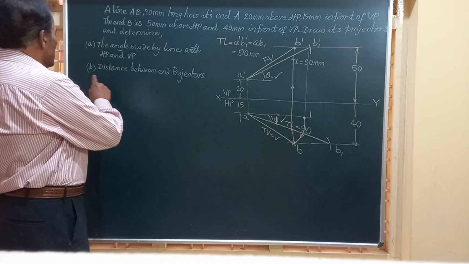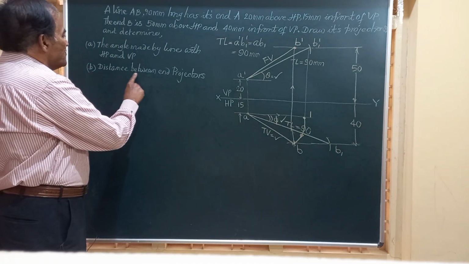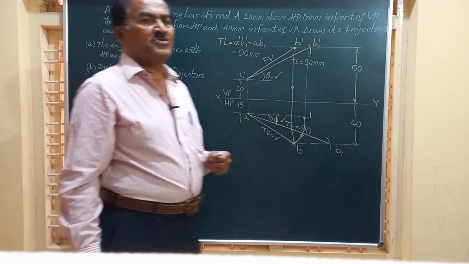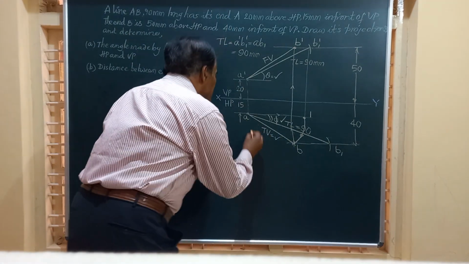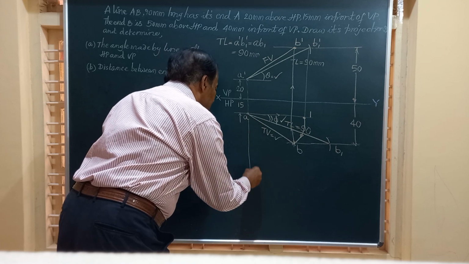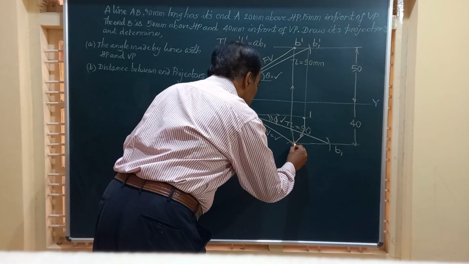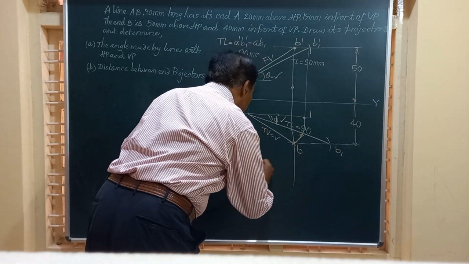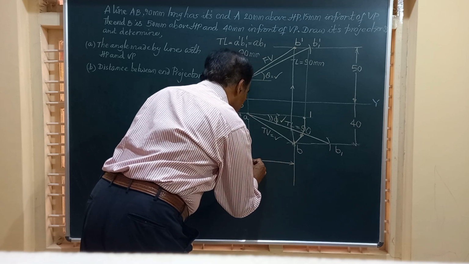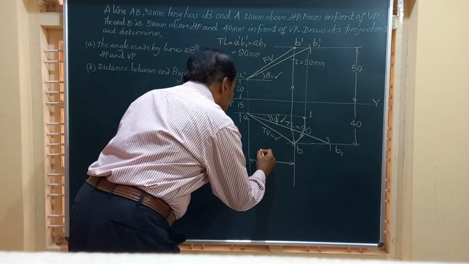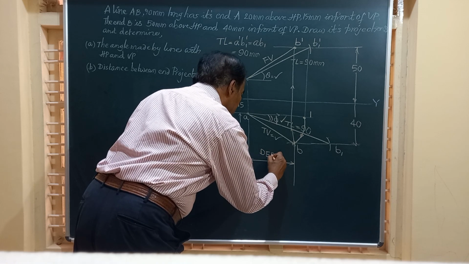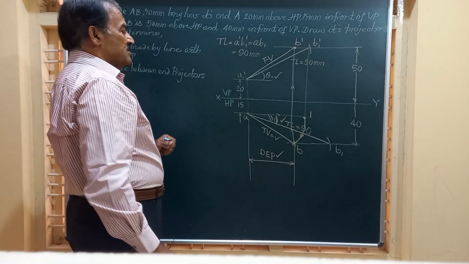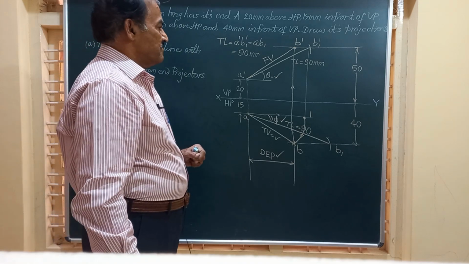Friends, in the second part of the question, we have been asked to find out what is the distance between the end projectors. I told you before, A dash A is one of the end projectors, like B dash B is another end projector, and if we can measure the distance between these two parallel lines, it will give you DEP. DEP means distance between the end projectors.